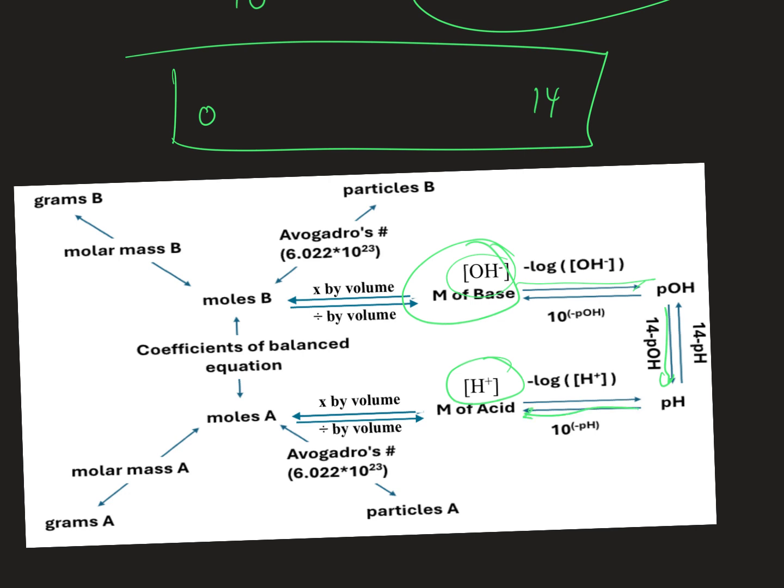So that's basically what we did. We did negative log, we found the OH, it's the 1-to-1 ratio. Negative log of OH got us the pOH. 14 minus the pOH gives us the pH. Then 10 to the negative pH gives us this. So it's really only three steps where you're finding these ones, and they go in the other way.